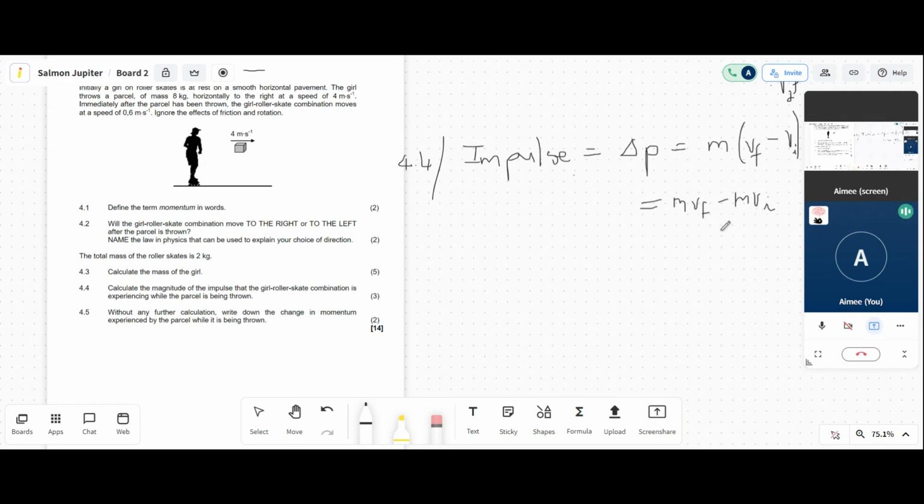So now we can basically just substitute in. You've got all of the information, and they're looking specifically for the impulse on the girl roller skate combination. So what am I going to do? I'm going to take the mass of the girl roller skate combination, which is the 51.33 that we just calculated, plus the 2 of the roller skates, because they don't just want the one of the girl, they want of the girl roller skate combination. So you need to take the mass of both into consideration. Okay, I actually just want to move this. I'm running out of space here.